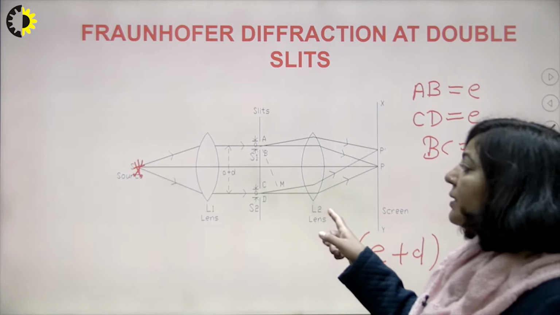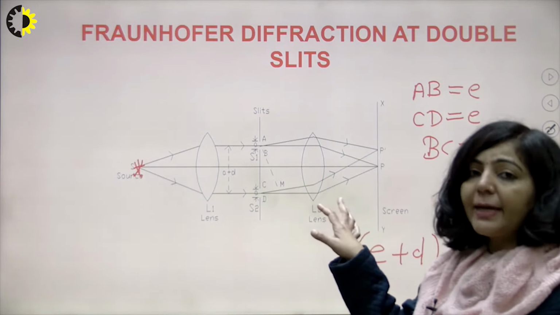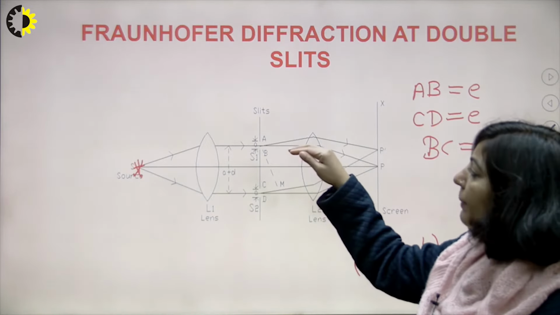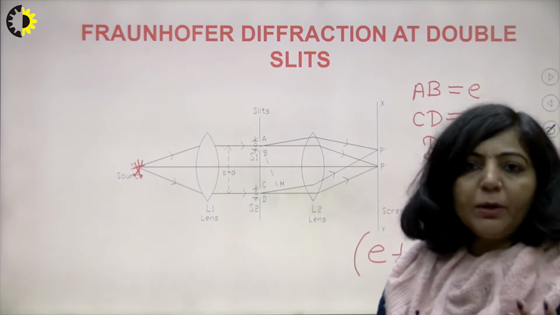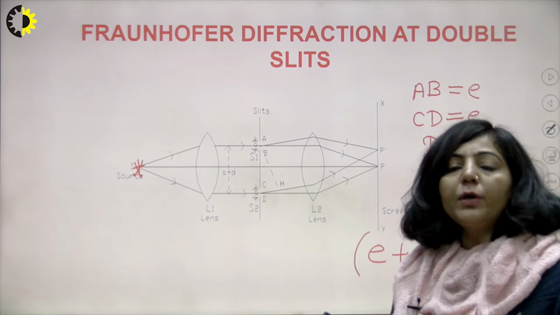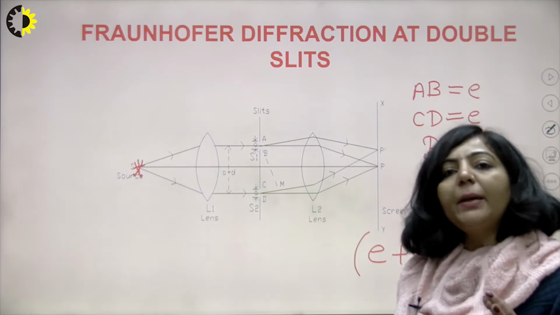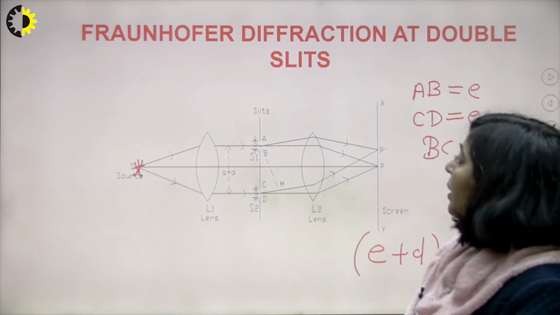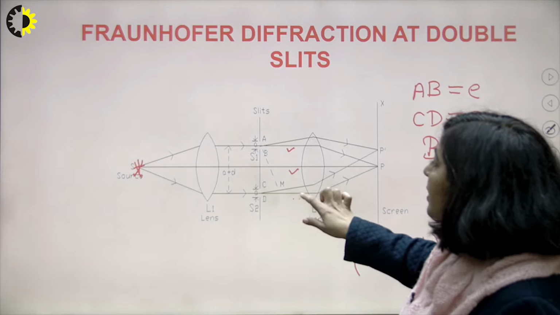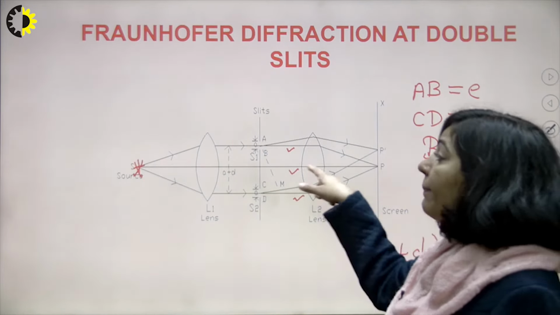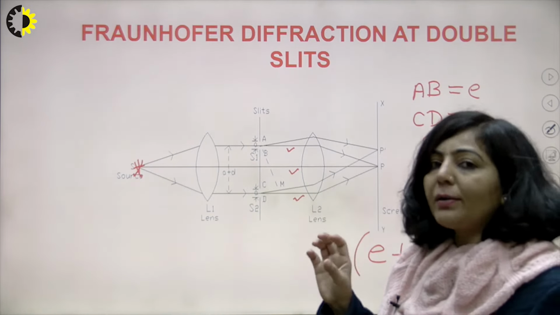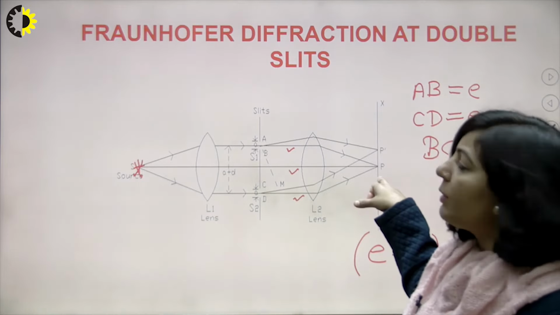So you have another lens L2 here. The role of this lens L2 is that when the light rays pass through this arrangement of double slits, the light will get diffracted at different angles. And the role of L2 is to converge the light rays which are diffracted through the same angle at the same point. As you can see, there are three rays which are passing undiffracted. So the role of L2 is to converge all those undiffracted light rays at a single point. The point of convergence will be P here.